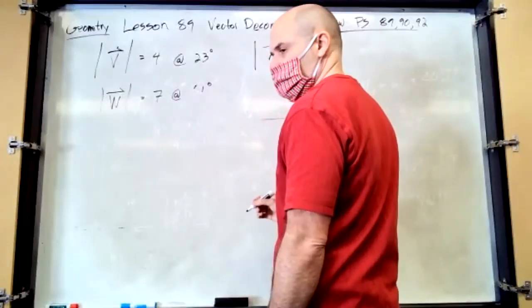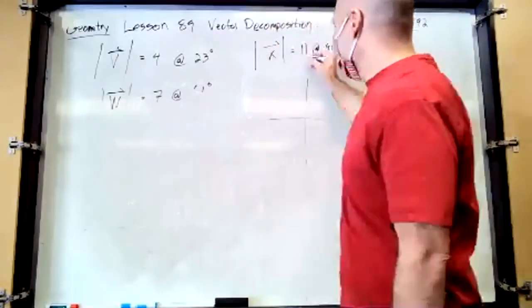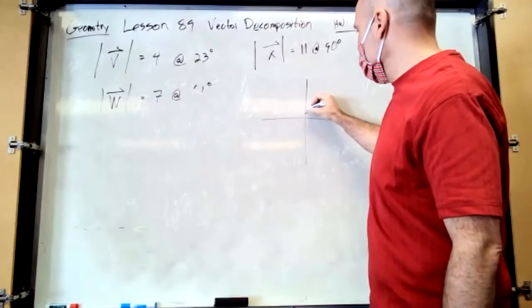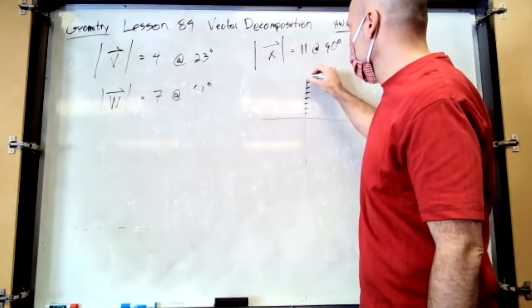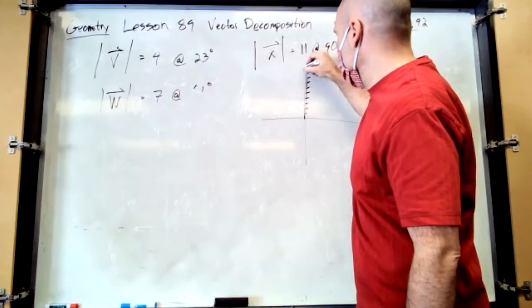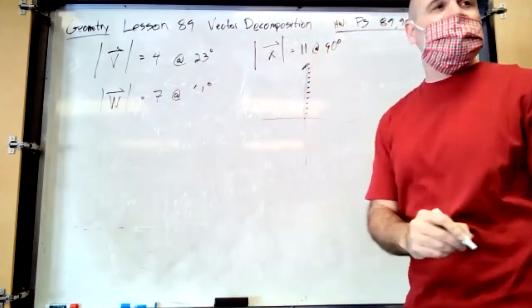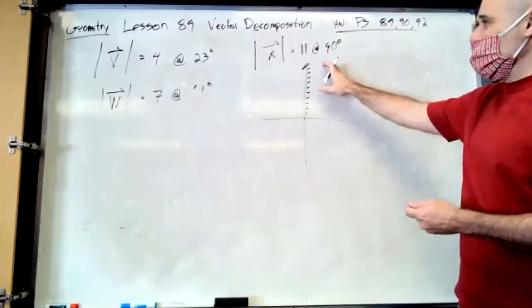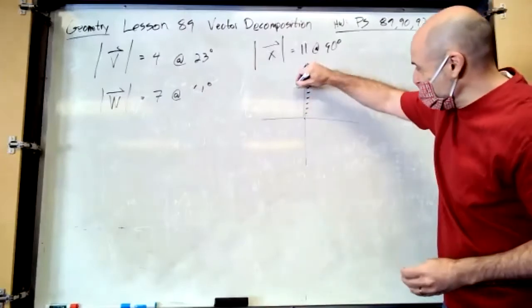It's 11. So it just goes up here. 1, 2, 3, 4, 5, 6, 7, 8, 9, 10, 11. So this is what the vector looks like. It looks like that. And guess what? You don't need to do any trig or anything because that is 11.